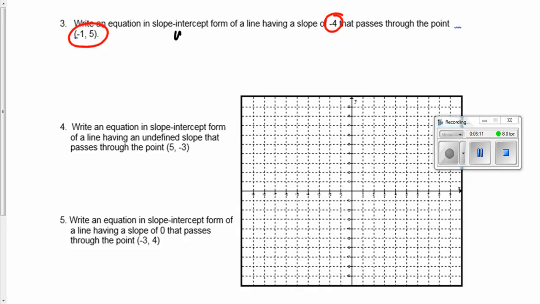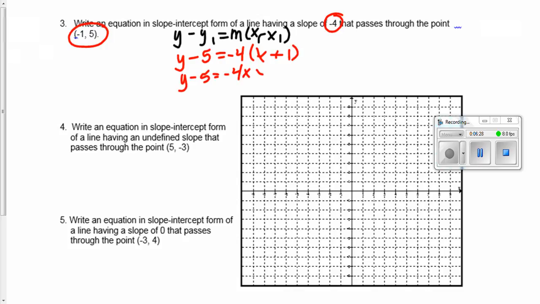Okay, go ahead and work it out. Hopefully you've already paused. Oops, that's a minus sign. So I've got y minus 5. Make sure you distribute the negative. If you mess up, that could be where it is. Distribute your negative. 5. So we'll go over here. Y equals negative 4x plus 1.